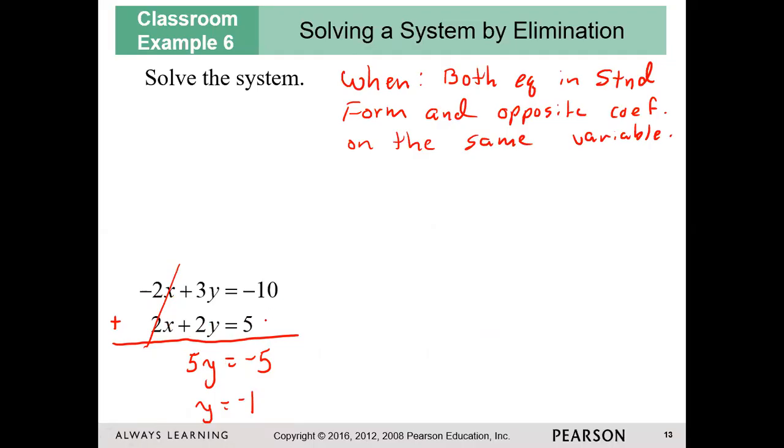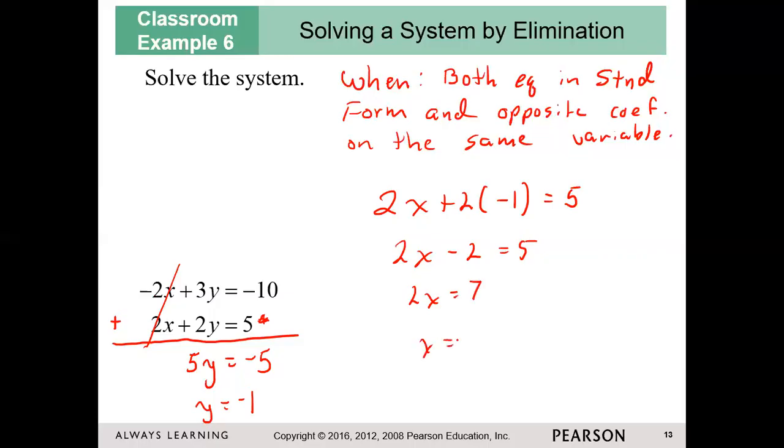So you just pick an equation. I'm going to just highlight this one. There's no negatives in it. I feel like my life will be a little bit easier if I do that. So 2x plus 2 times the value that we just got for y is equal to 5. So 2x minus 2 is equal to 5. 2x is equal to 7. X is equal to 7 halves. So there is the component for x. And now our final answer here is going to be 7 halves, comma negative 1, and we are good to go.